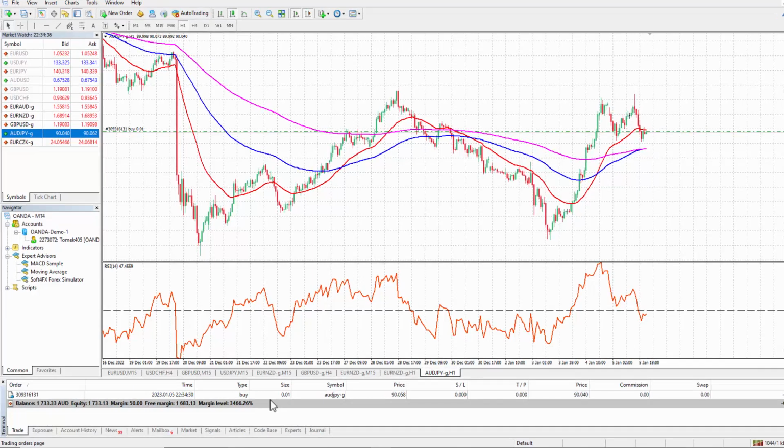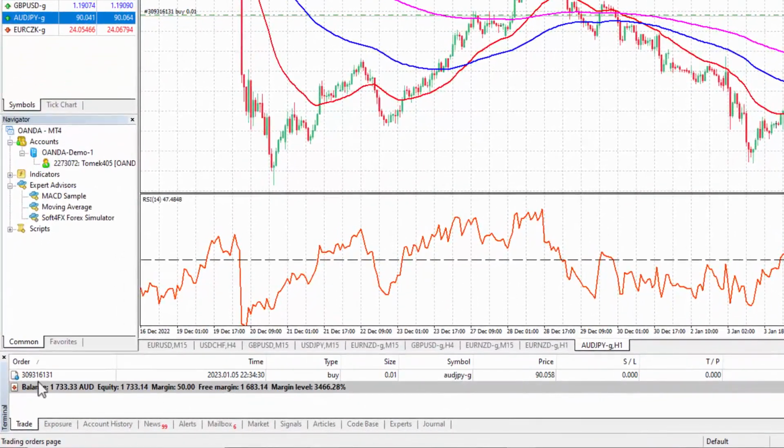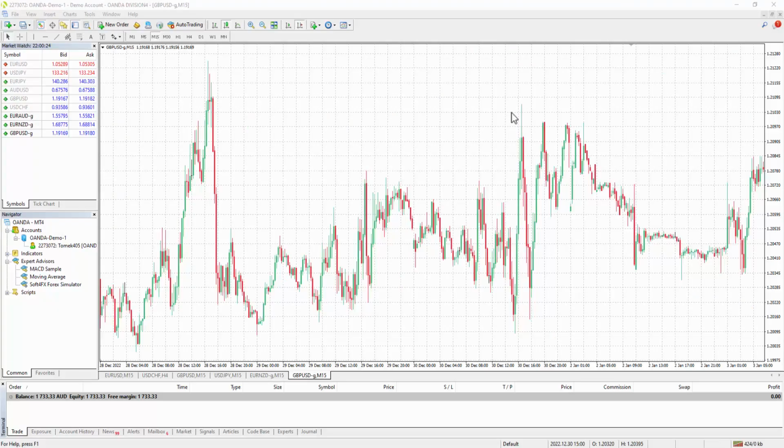And here you can see that the balance is $1,733. Free margin has lowered because margin of $50 is used for this particular trade. So this is the margin. This is the money that I put up from my very own balance so that my broker can make the trade. And I believe the leverage that I'm using in this.